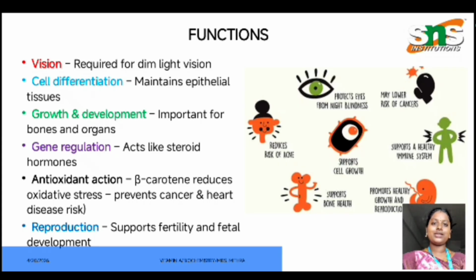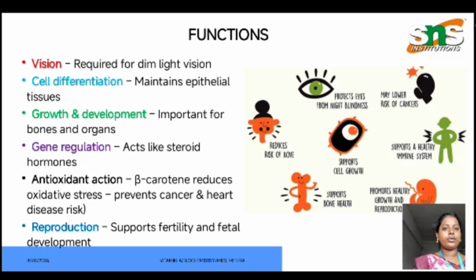Coming to the functions of vitamin A, it is very helpful for vision and is required for dim light vision. Both bright light vision and dim light vision are responsible for the eye, and rods are responsible for dim light, cones are responsible for bright light vision. It is also involved in cell differentiation and maintains the epithelial tissue of our body.